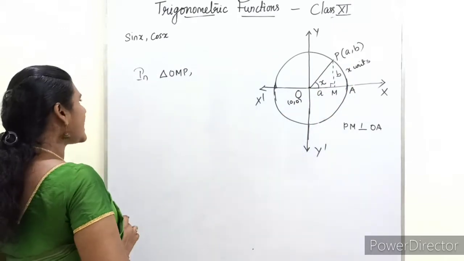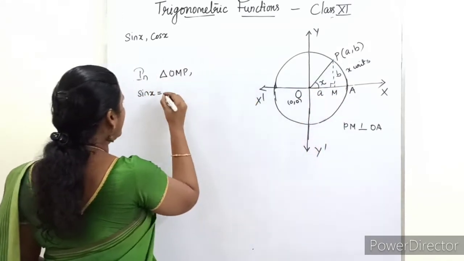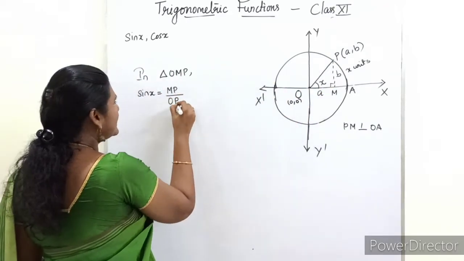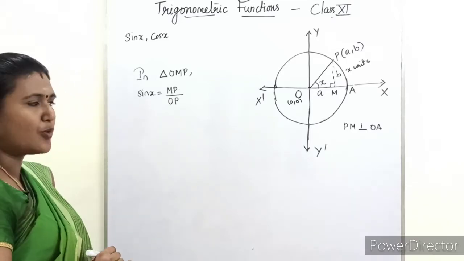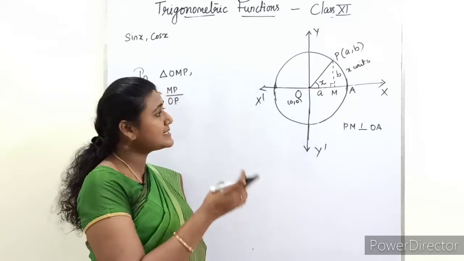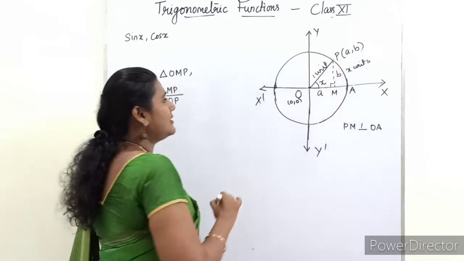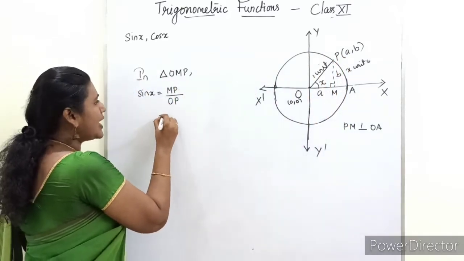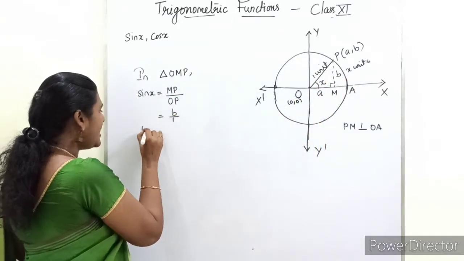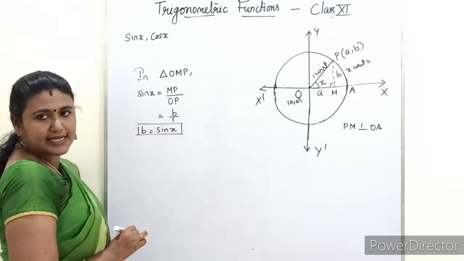So first we will take the sine ratio. Sin x is equal to opposite side MP divided by hypotenuse OP. But what is OP? OP is nothing but the radius of the circle, and since it is a unit circle, its radius will be 1 unit. So in the place of OP you can write 1. And MP is b. So we can write b by 1. So b is equal to sin x. So we got the y coordinate as sin x.